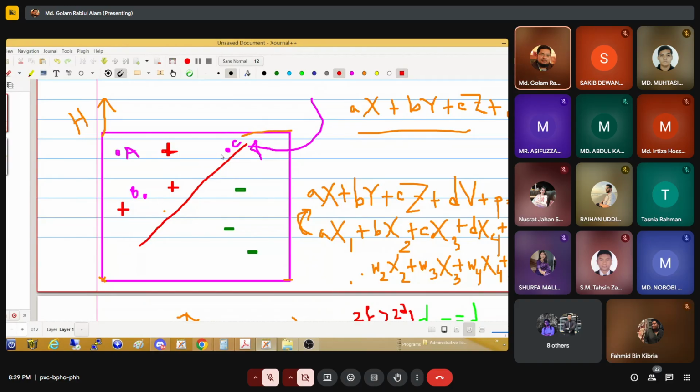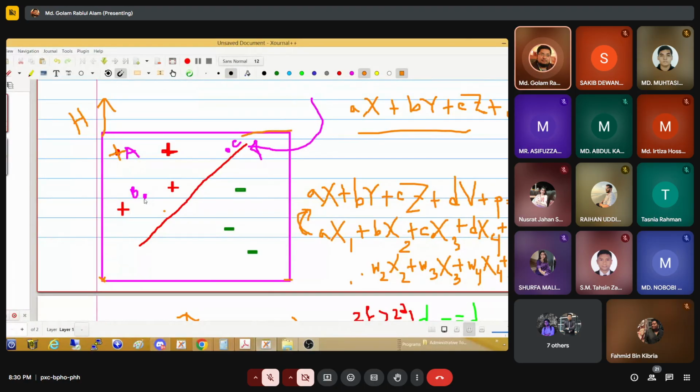Now, what we have to do is consider, okay, what will be the class level of A? What will be the class level of A? As we can see, the point A is above our hyperplane. We can define that this one is the positive class. This is a test case from the test set, and we can predict that A is positive.